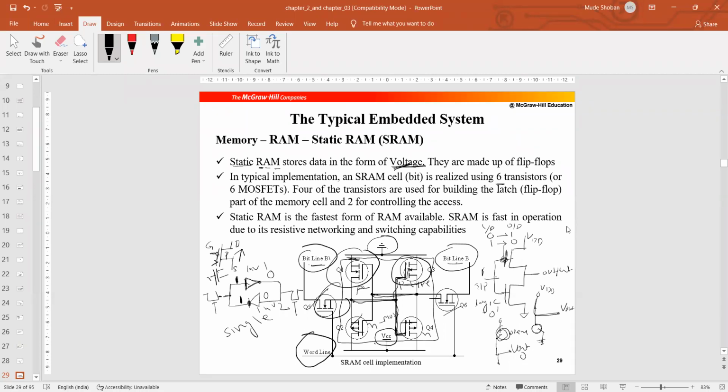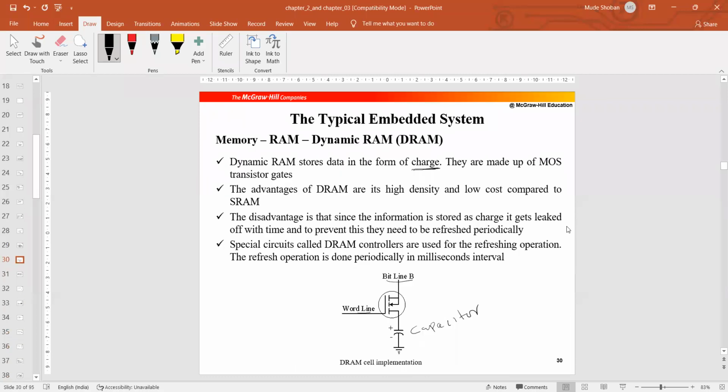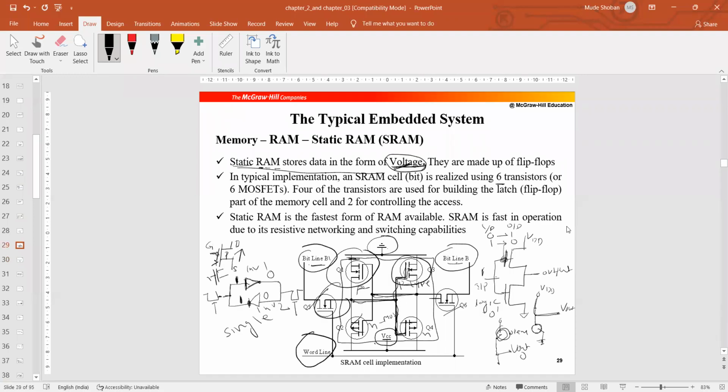Coming to the points noticed in this slide, static RAM stores data in the form of voltage. Let it be considered as quantization values. I hope with this slide I will complete the last one. So voltage levels. You might hear the word quantization.